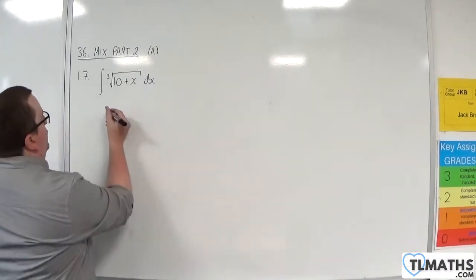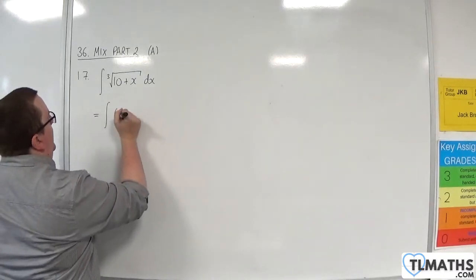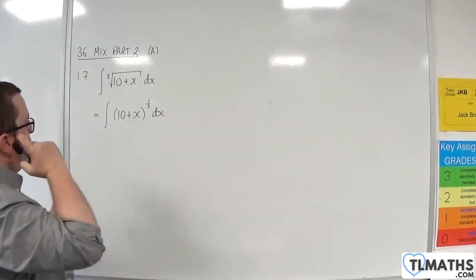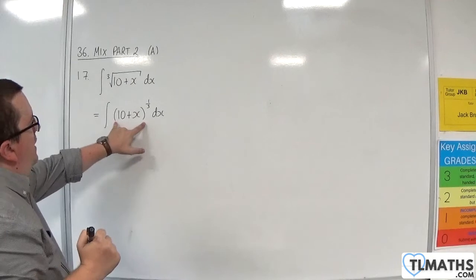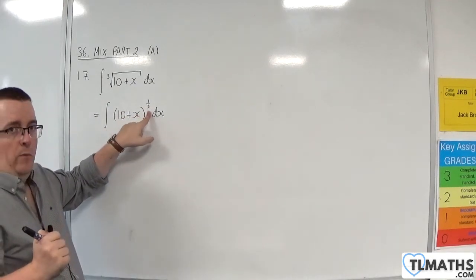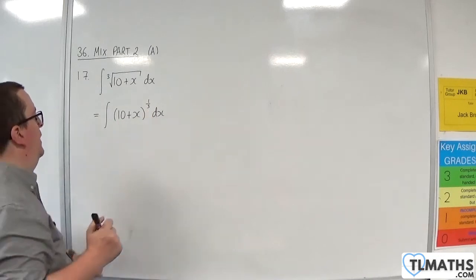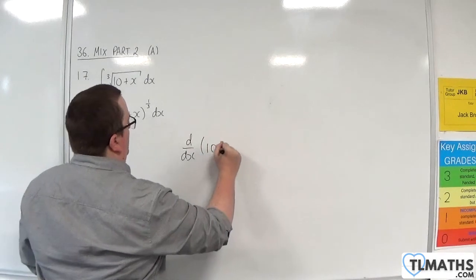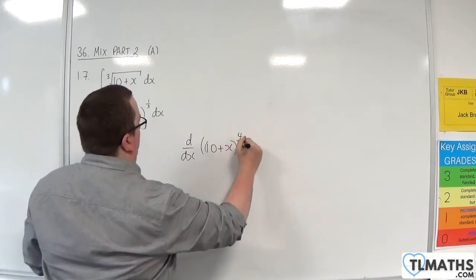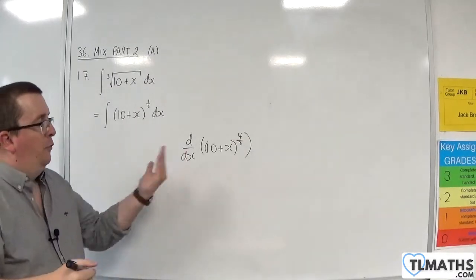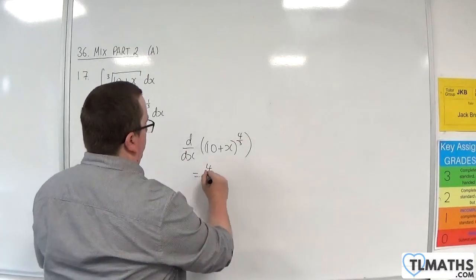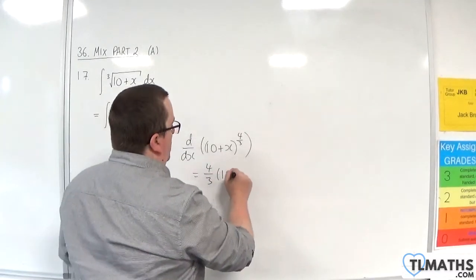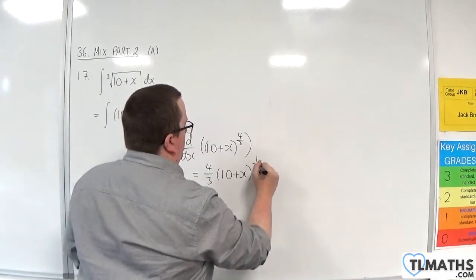So, first of all, I would write that as 10 plus x to the power of a third dx. And then I know that this will increase the power by 1, so I will have 4/3. So if we think about differentiating 10 plus x to the 4/3, then the 4/3 would come down to the front. The derivative of the inside, which is 1, would come out to the front. And then I would take 1 from the power. So I would end up with that.